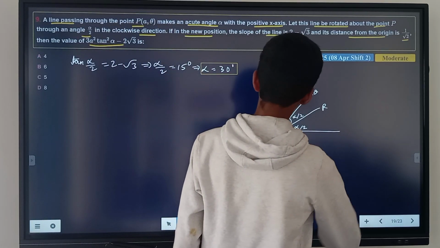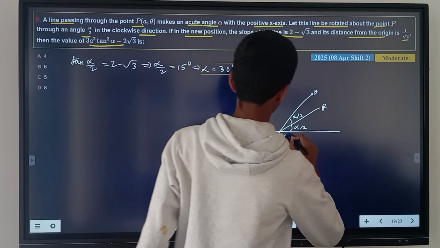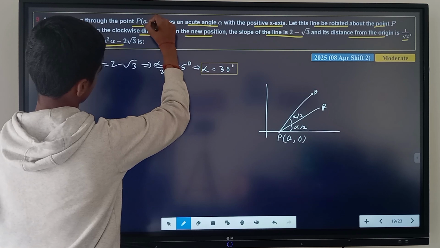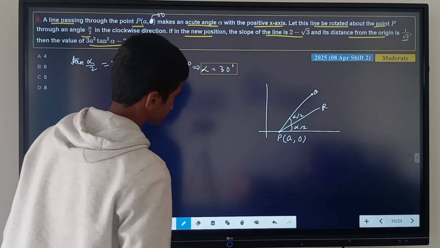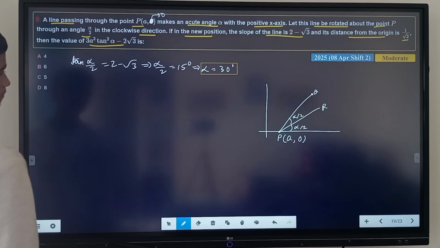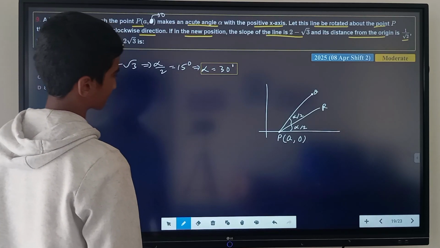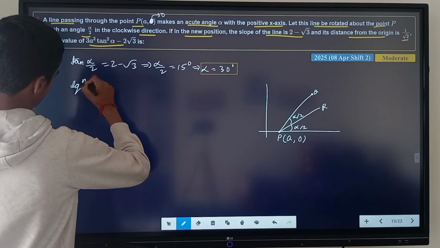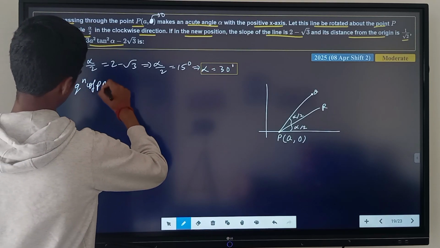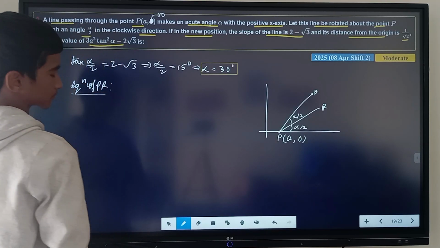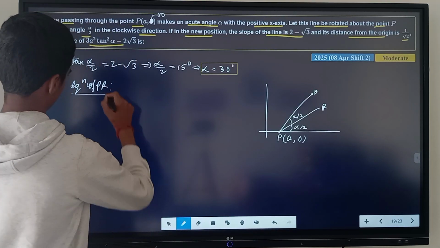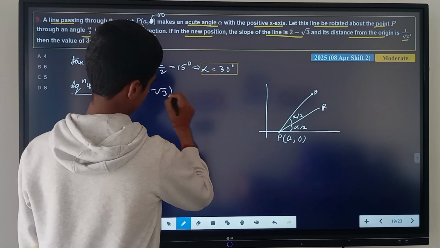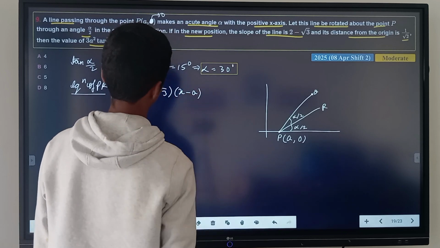And our point P will be, as given in the question, a comma 0. This is not theta. This is 0. Now our equation of line PR will be y minus 0 is equal to 2 minus root 3 times x minus a.